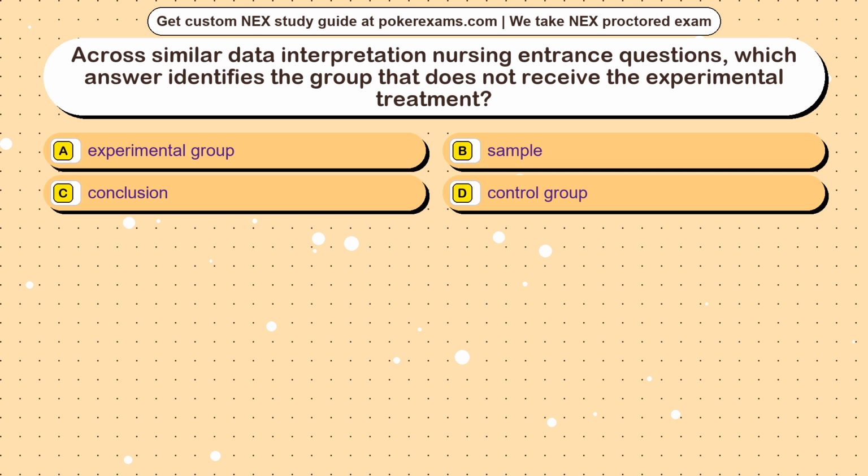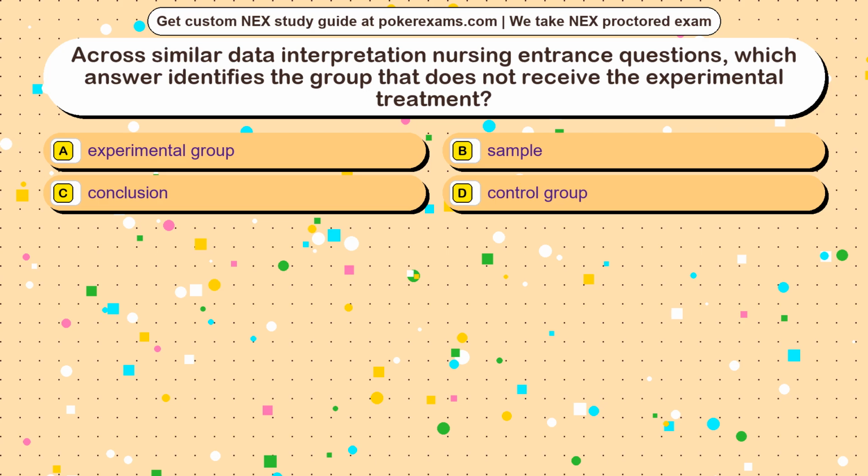Question 20. Across similar data interpretation nursing entrance questions, which answer identifies the group that does not receive the experimental treatment? Option A, experimental group. Option B, sample. Option C, conclusion. Option D, a control group.